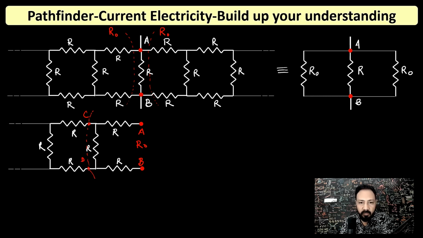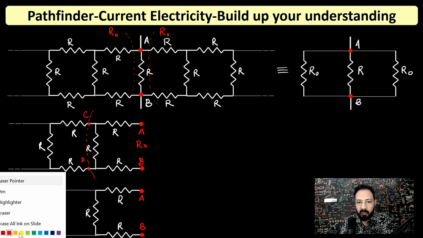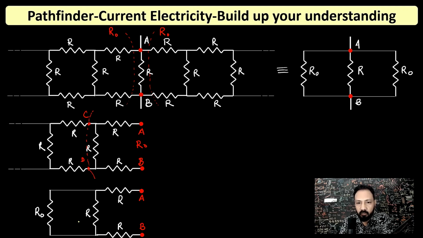So we can further simplify this left part as this. What we have done: this is R, this is R, this is R, and this whole thing I replace with the equivalent resistance R naught. Now, using the normal way that we calculate in the infinite ladder problem, to find this R naught: this is R naught and R in parallel, and their resultant is in series with R and R. So R naught is first R naught and R in parallel, and in series 2R.